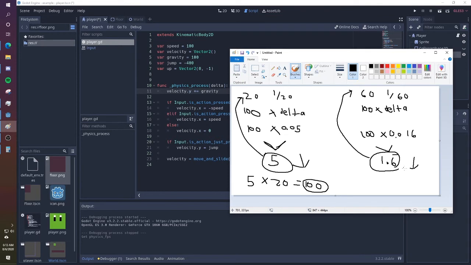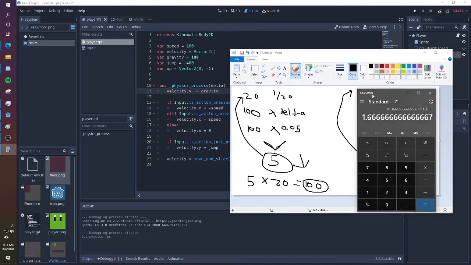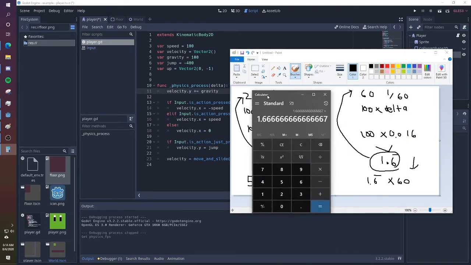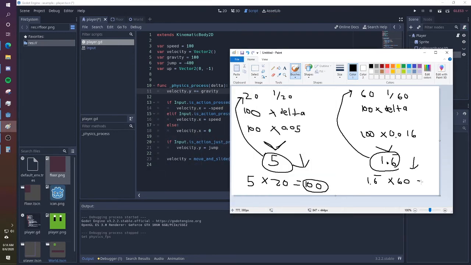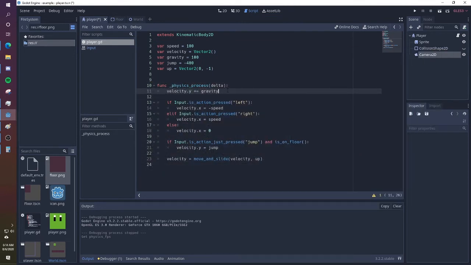Now here, we take 1.6 times 60, because we're running 60 frames. So 1.6 times 60, and that also equals 100. So the gravity value of also 100 is going to be applied downwards every second. So what that means is no matter how many frames we're going, a gravity value of 100 is going to be applied downwards to our velocity. So let's try that, times delta.